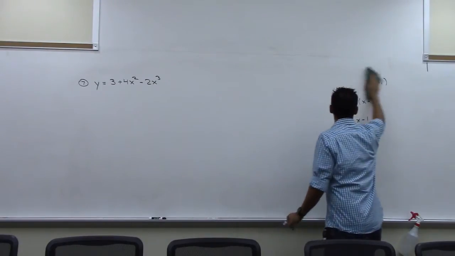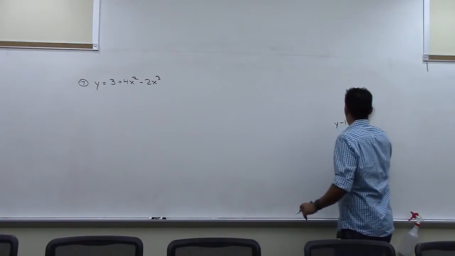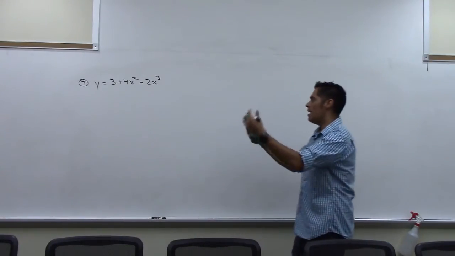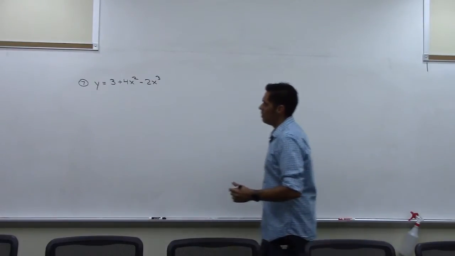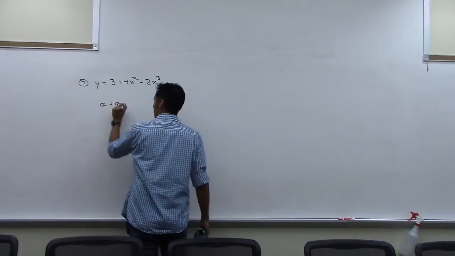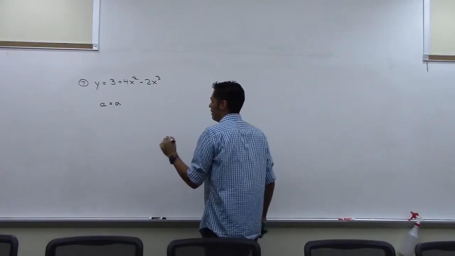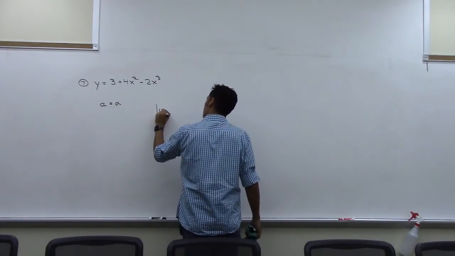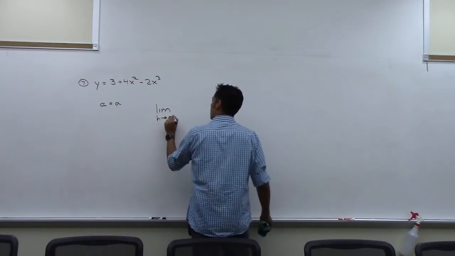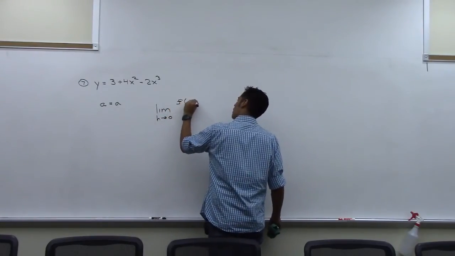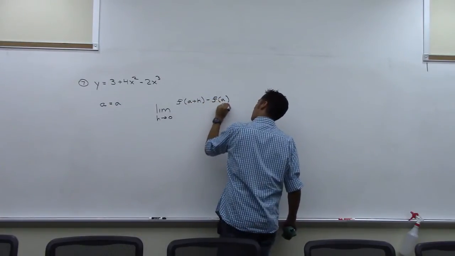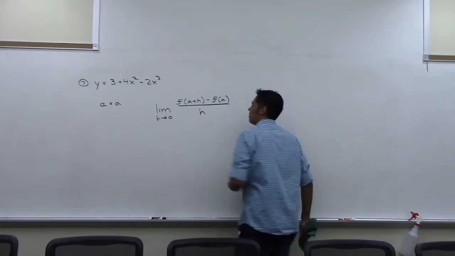So they don't tell us a point specifically. They're trying to get us to get a general answer. Say, okay, for any point a, what's the slope of the tangent line? So a in this problem is actually equal to just a. And I'm going to use, let's go with the h to 0 this time. Let's try this one on this.